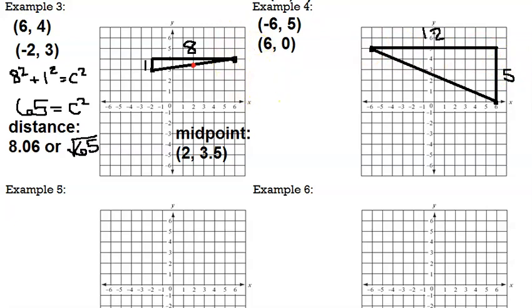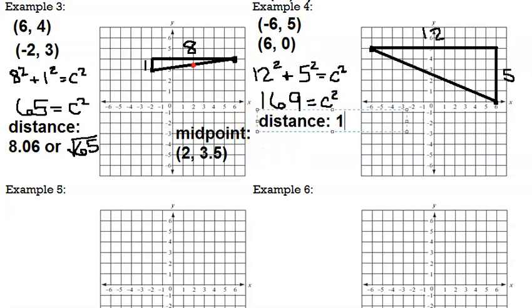Oh, I made this one too easy. Take a look. So here we go. You got 12 squared plus 5 squared equals c squared. If you take 12 squared, which is 144, and 5 squared, which is 25, and you add them, you get 169. And what do you know? I made it too easy. The distance is 13. You might not have known that, but 169 is a perfect square, so the distance is 13.